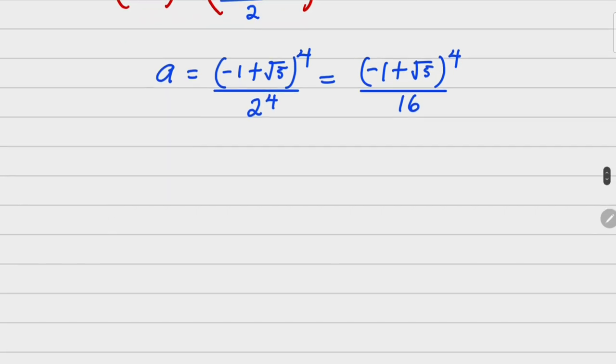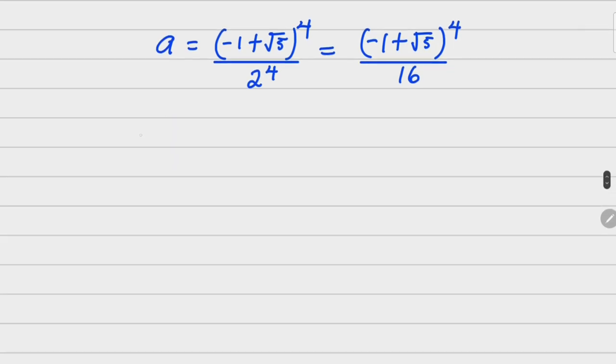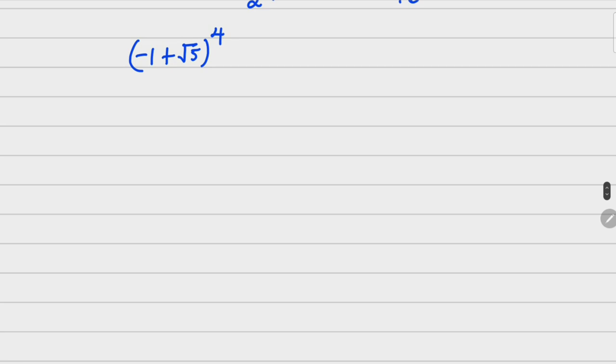Now, having this, we are going to expand minus 1 plus root of 5 all raised to power 4. Now, I am going to use Pascal's triangle to get the coefficients. Remember, in Pascal's triangle, this is what we have. If the power is 1, of course, it's 1. When the power is 2, we have 1, 2, 1. If the power is 3, it's 1, 3, 3, 1. And if the power is 4, it's 1, 4, 6, 4, 1.